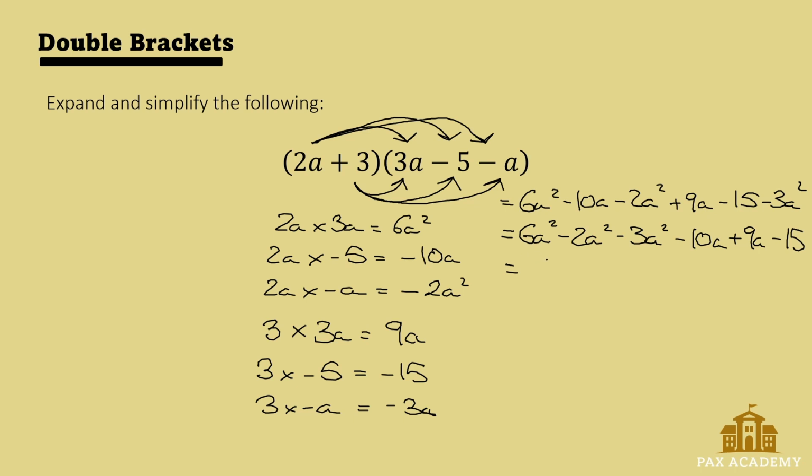So 6a squared minus 2a squared, that's 4a squared. 4a squared minus 3a squared, that's a squared. Then minus 10a plus 9a is equal to minus a. And finally minus 15. And this is the answer we get.